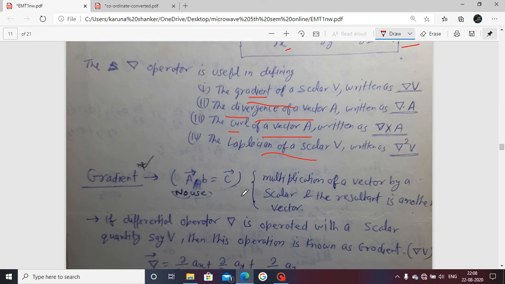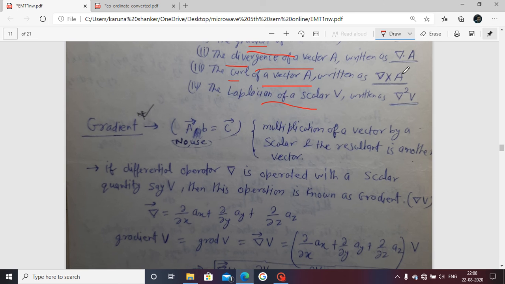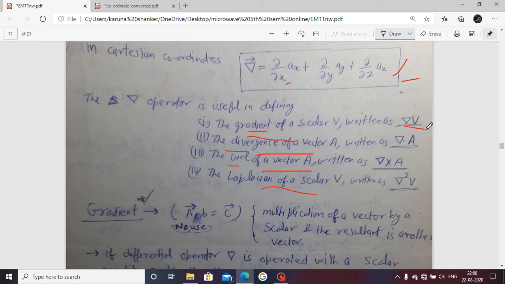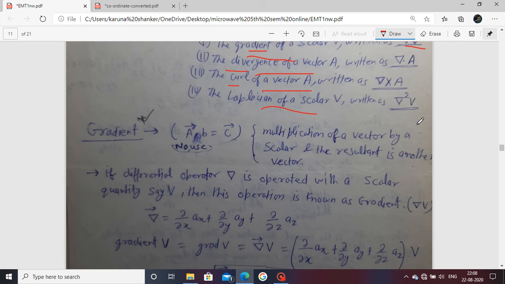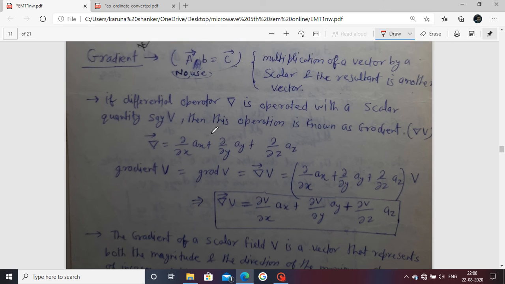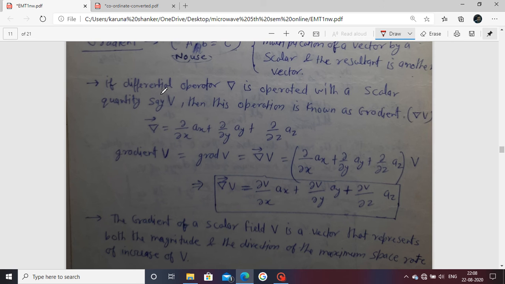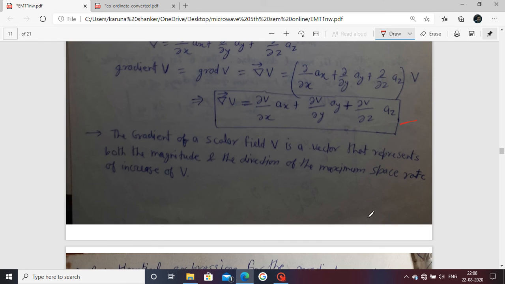You see here, gradient is how this is gradient: del operator multiplied with a scalar. The resultant is your gradient. Del operator is operated with scalar quantity V, then the operation is known as gradient. This one shows you your gradient in Cartesian coordinates.